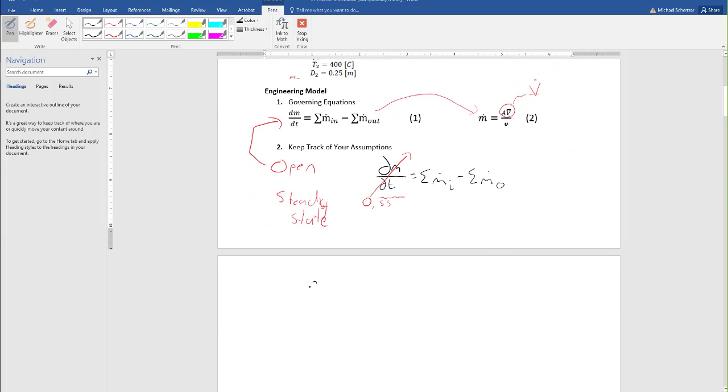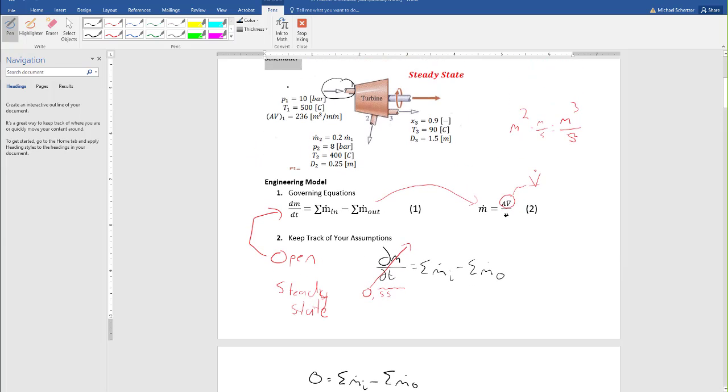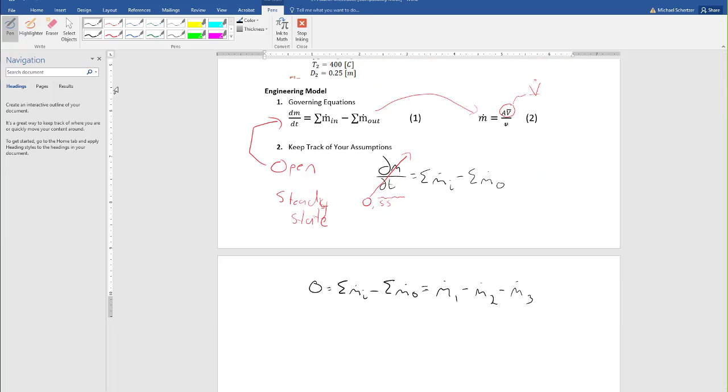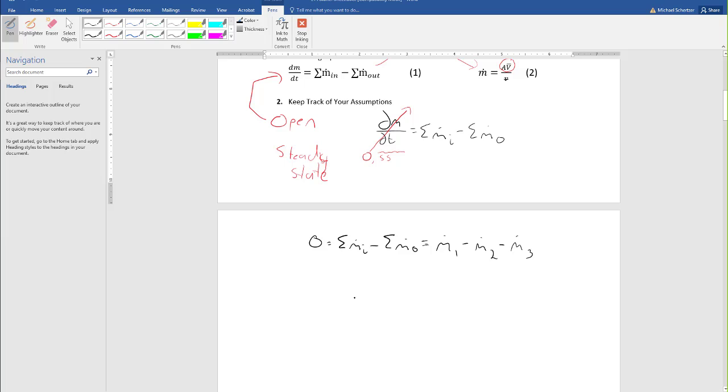So now we know that 0 is equal to the sum of the mass flow rates in minus the sum of the mass flow rates out. So we look here: there's one inlet at state 1, and there are two outlets at state 2 and state 3. So here I could rewrite this as 0 equals m dot 1 minus m dot 2 minus m dot 3. Let's say I like positive numbers. I want to put the mass flow rate at state 1 equal to the mass flow rate at state 2 plus the mass flow rate at state 3.